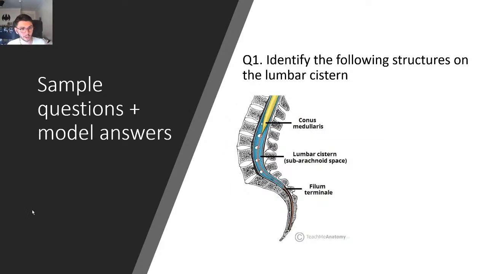Here is an alternate picture. This is from Teach Me Anatomy, a very good website. In this picture here, we have the conus medullaris, so it goes into a cone, right? And at the end of the spinal cord, usually L1 to L2.